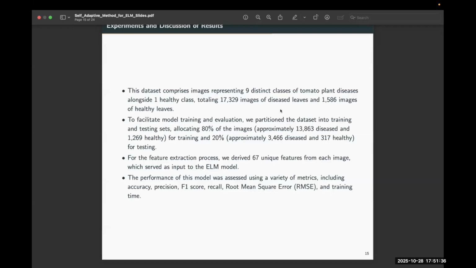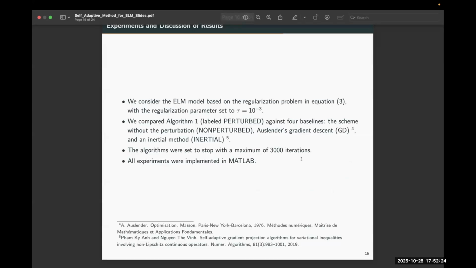As is the machine learning tradition, normally the data will be divided into two, one for training and one for testing. In this case, we divide it 80 to 20%. We keep the 80% for training and 20% for testing here. We were able to extract those features. I told you we used three features: the shape, the texture, and the color. So we were able to extract up to 67 unique features, which we trained the model on in order to identify. And we check the performance using different metrics, including accuracy, precision, F1, recall, and mean square error.